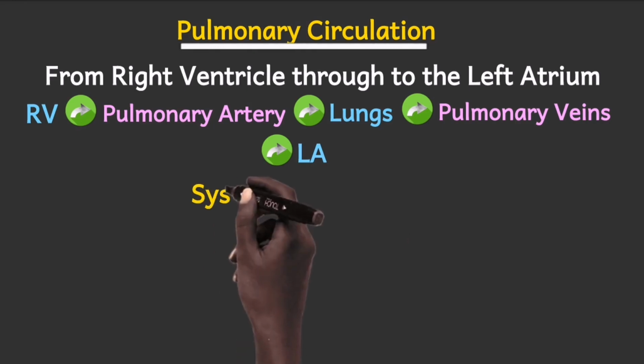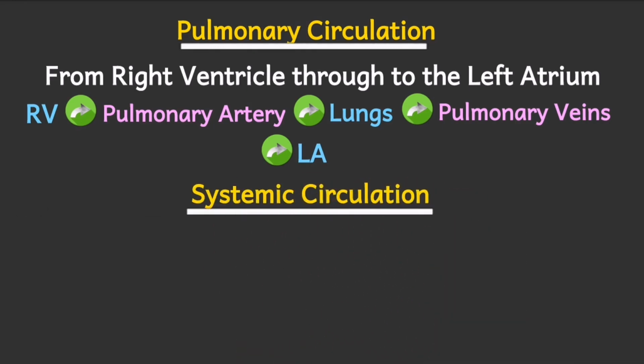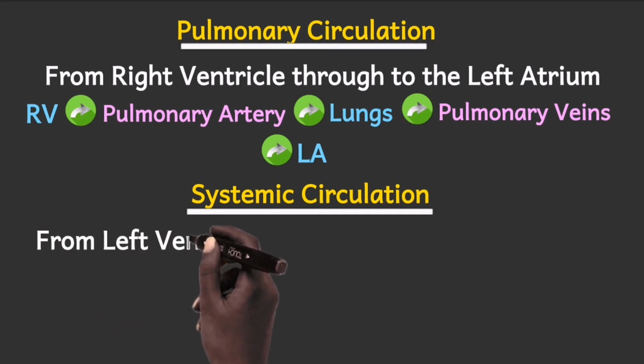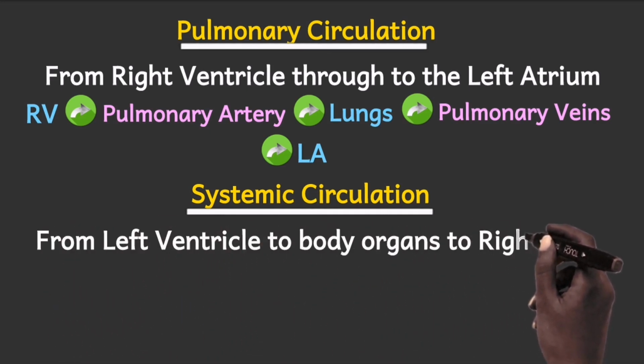Then we talk about the systemic circulation. The systemic circulation is responsible for supplying oxygenated blood to the rest of the body and then bringing it back to the heart. Remember, every circulation begins with a pump. The systemic circulation will begin with a pump, and on the left, the left ventricle is the pump. From the left ventricle, it goes to the body organs and then back to the right atrium. Very good. To illustrate this as a sequence, you have the systemic circulation beginning with the left ventricle.